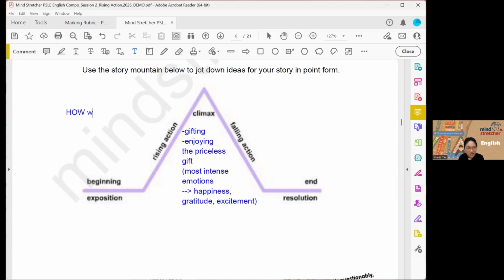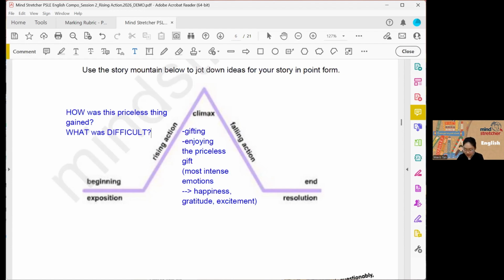How was this thing gained? How was this priceless thing gained? Is it through hard work, sacrifice? What was difficult about it? It's in the rising action, okay?